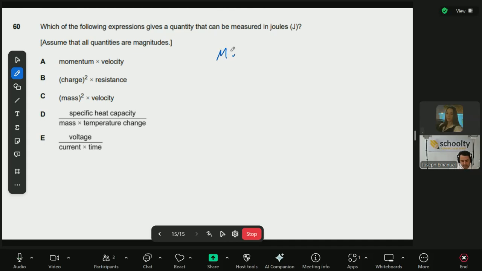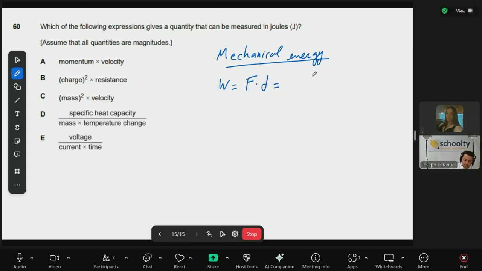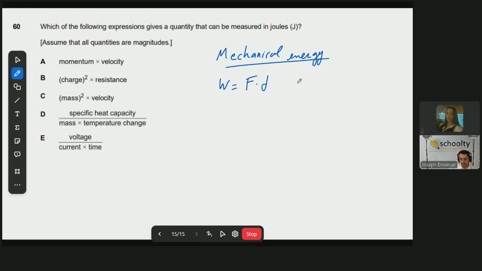So we have mechanical energy, which is work equals force times distance. If you apply a force, this is newtons, but if you apply this force for a distance, you already have work, energy. So this is force by distance.